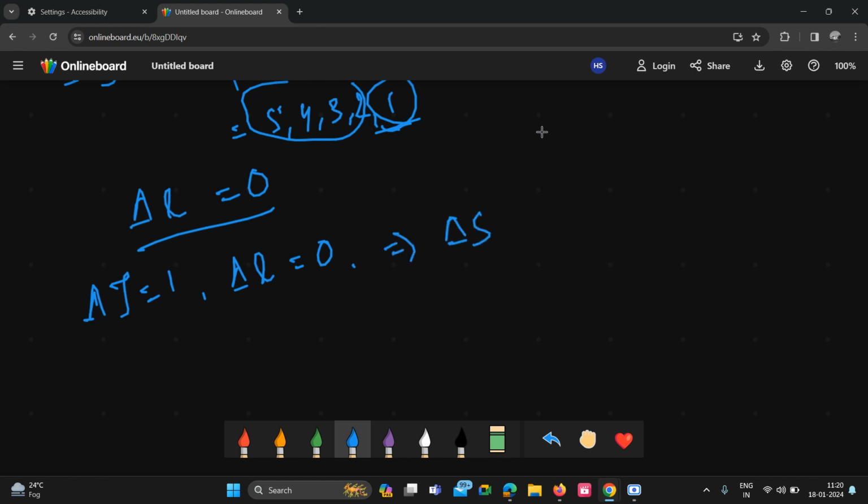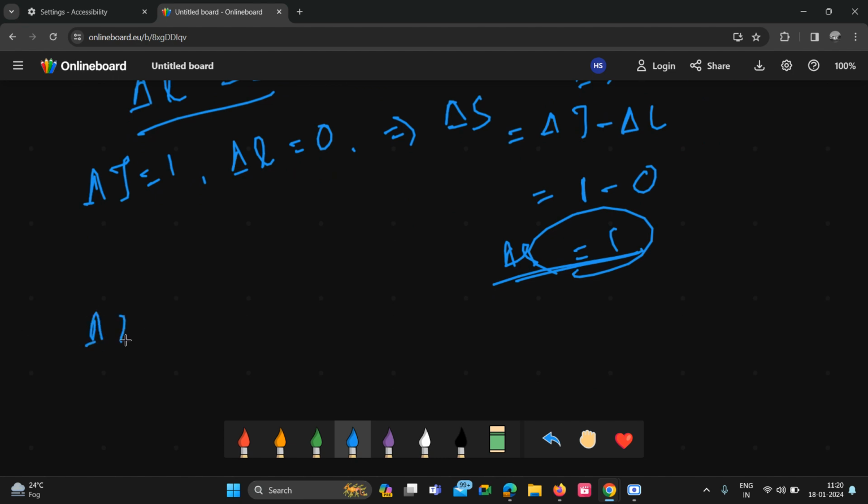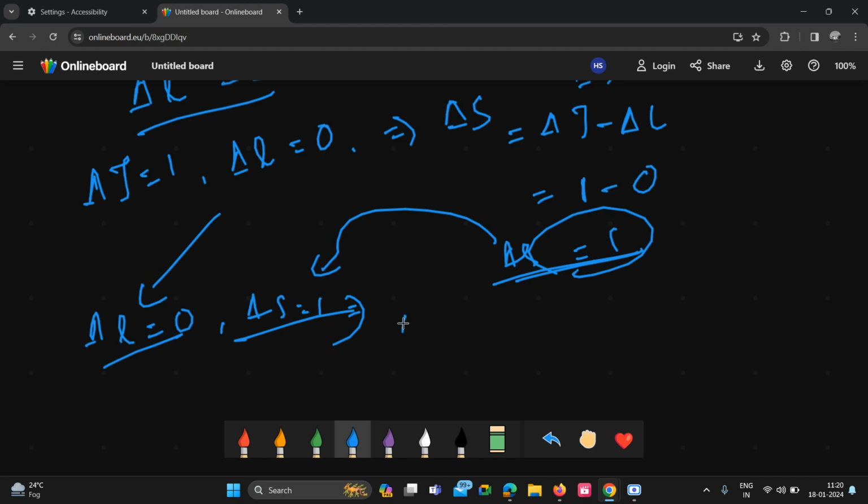So how do we get del S? We know J is equal to L plus S, so del J is equal to del L plus del S. So del S will be del J minus del L. Del J is 1, del L we got 0, so del S is equal to 1. Now we have del L equal to 0, which is allowed, and del S equal to 1, which is GT. So it is allowed by GT.